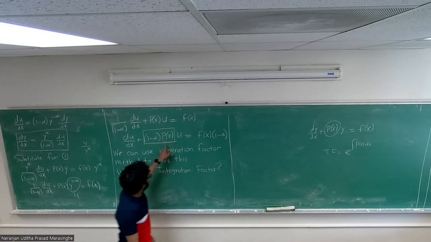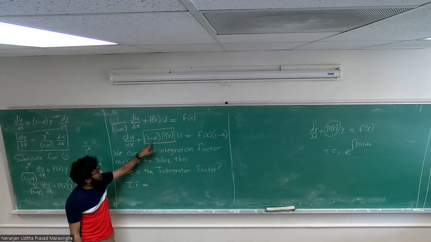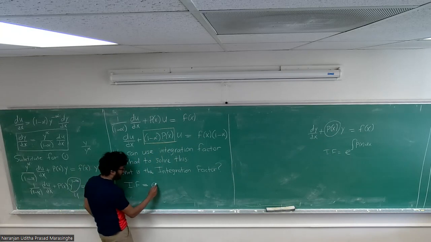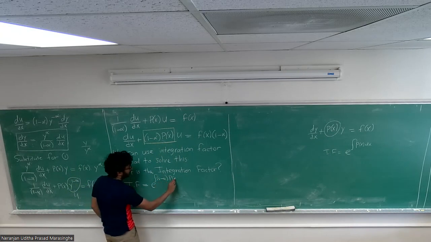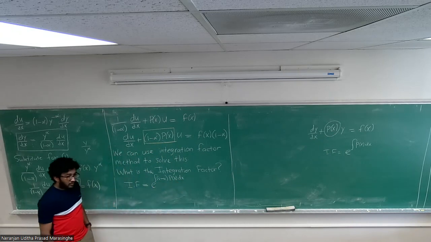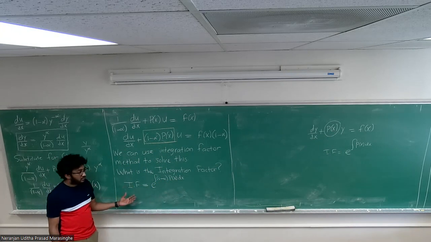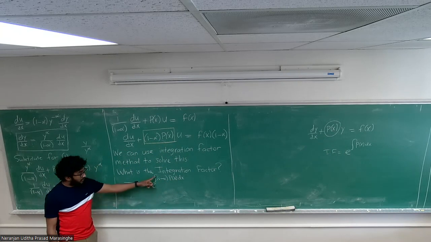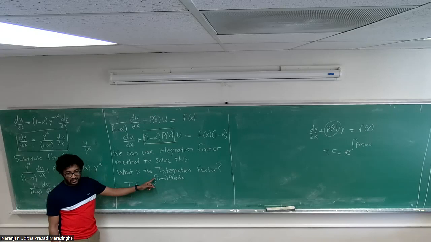In this case, the coefficient of my dependent variable is 1 minus alpha times p(x). So my integration factor is going to be e to the integral of 1 minus alpha times p(x) dx. More or less 1 minus alpha is a constant, you can take that out. So it would be e to the 1 minus alpha times the integral of p(x) dx, because the integral sign is here, right?